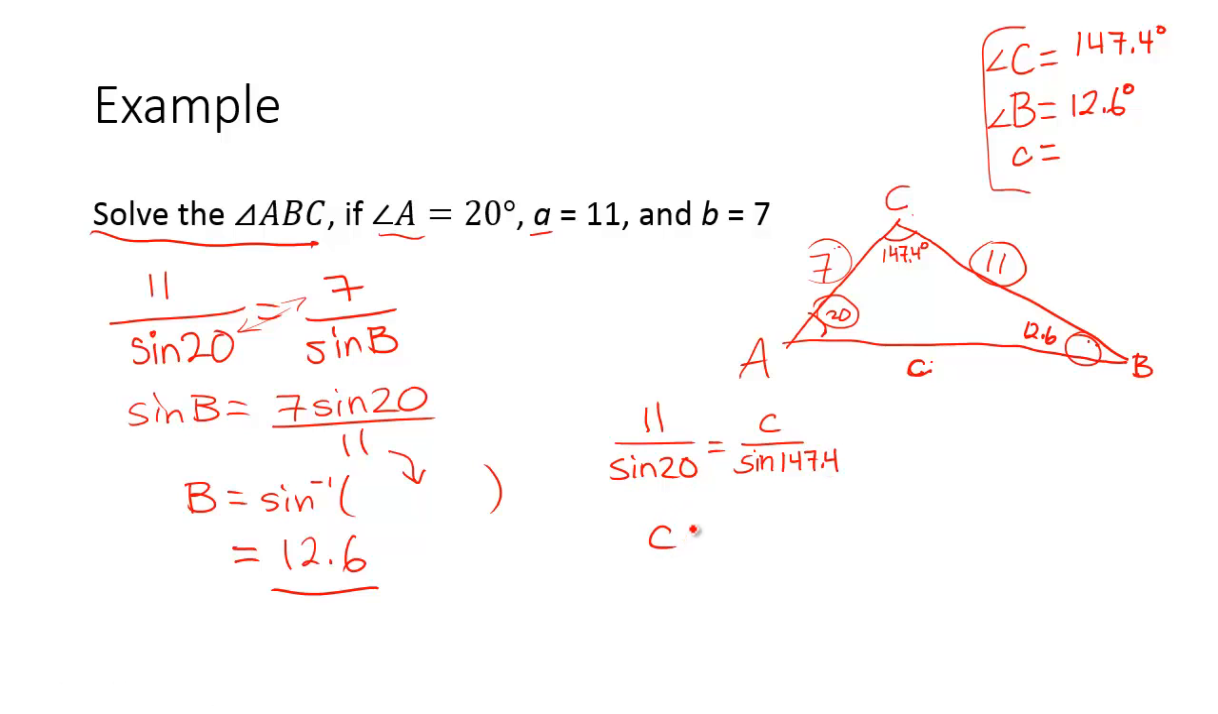So solve for C, that'll be 11 times sine of 147.4 over sine of 20. When you type it in, make sure to include brackets. Sometimes that causes some issues if you're trying to type it all in. Calculators usually have a bracket there. They open up, and if you forget to close it, then it will cause some problems. So that should give you C equal to 17.3. And so that's your length there.